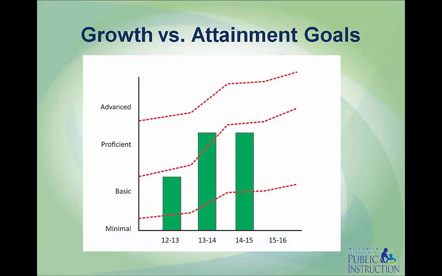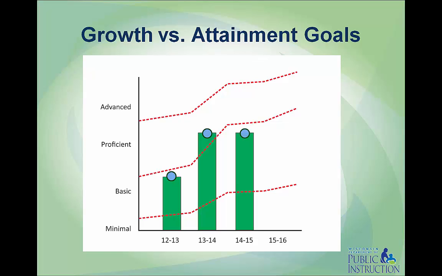So, as you know, in terms of setting SLO goals, there's really two ways to set goals. There are the setting of growth goals, where you're looking at how much a student is going to grow given 1 year's worth of instruction. And you can also look at setting SLO goals that really are based on attaining certain levels. Like in this case, the student is achieving at basic in the 12-13 school year and proficient in the 13-14 school year and basic again in 14-15.